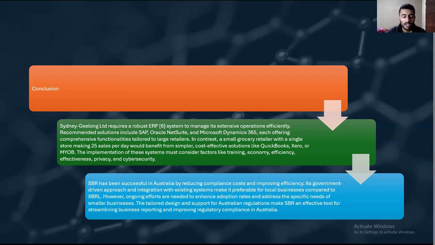For section 2, SBR has been successful in Australia by reducing compliance costs and improving efficiency. Its government-driven approach and integration with existing systems make it preferable for local businesses compared to XBRL. However, ongoing efforts are needed to enhance adoption rates and address the specific needs of smaller businesses. The tailored design and support for Australian regulations make SBR an effective tool for streamlining business reporting and improving regulatory compliance in Australia. This was our slides.